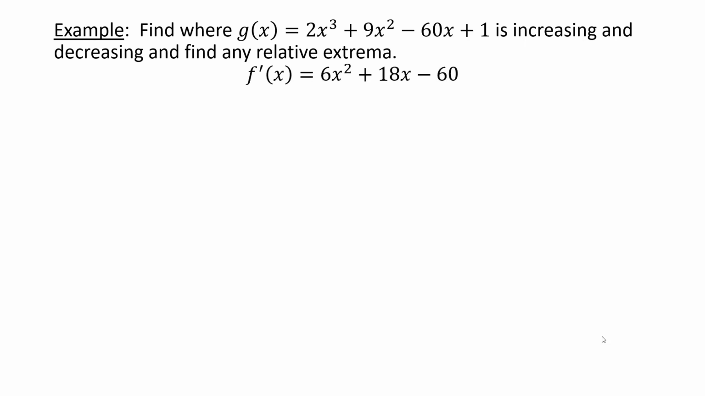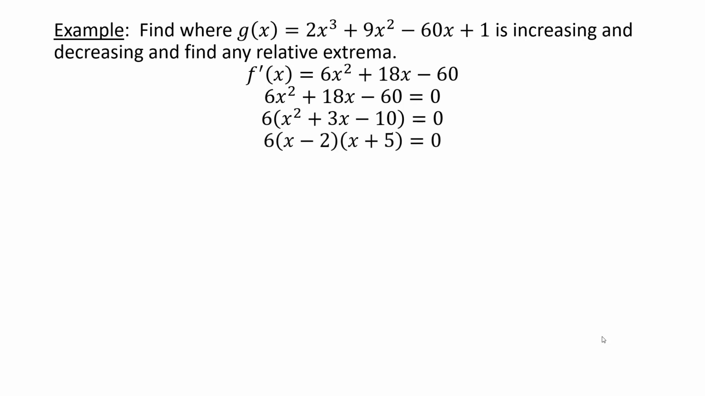6x squared plus 18x minus 60. That's never going to be undefined, so I'll set it equal to 0. Notice they're all divisible by 6, so I'm going to go ahead and pull out that common factor of 6. And I have x squared plus 3x minus 10. That factors into x minus 2 times x plus 5.